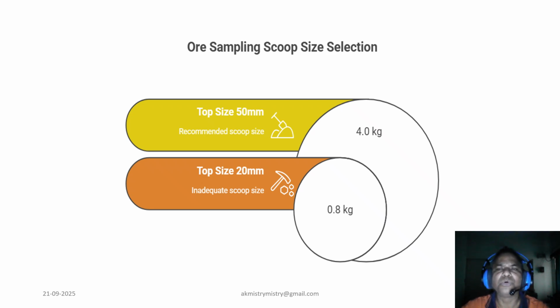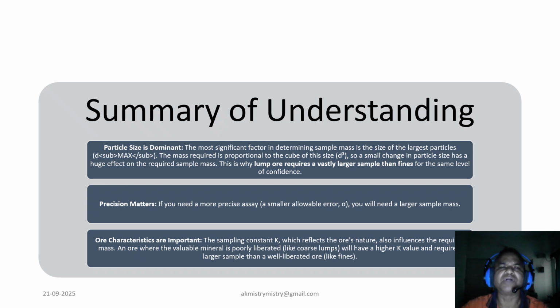Now, coming to the summary of our understanding. To summarize, particle size dominates the sample mass equation. Precision requirements push the mass higher, and ore characteristics, especially mineral liberation, can dramatically affect the sampling constant. These insights are critical for designing cost effective and scientifically sound sampling plans.